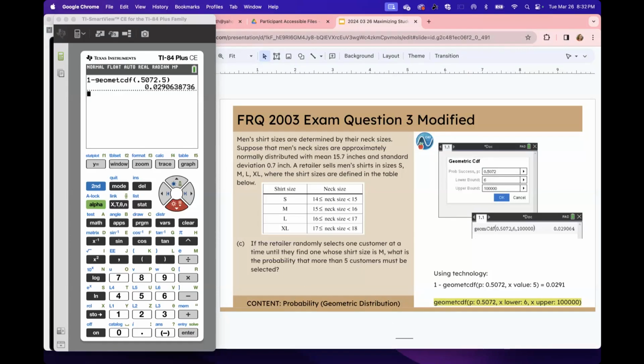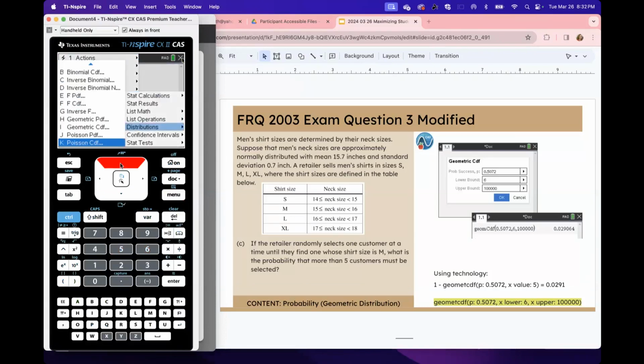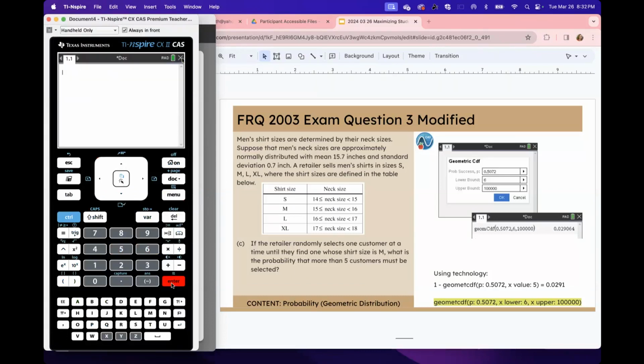So if I go look at my Nspire, we'll see a different option. If I go to menu, statistics, and distributions, and go to my geometric CDF, you'll notice I have a lower and upper bound. So this is why I don't have to do my complement on the Nspire, because I'm doing 6 or greater. And I'm just going to put a really big number in for upper bound.